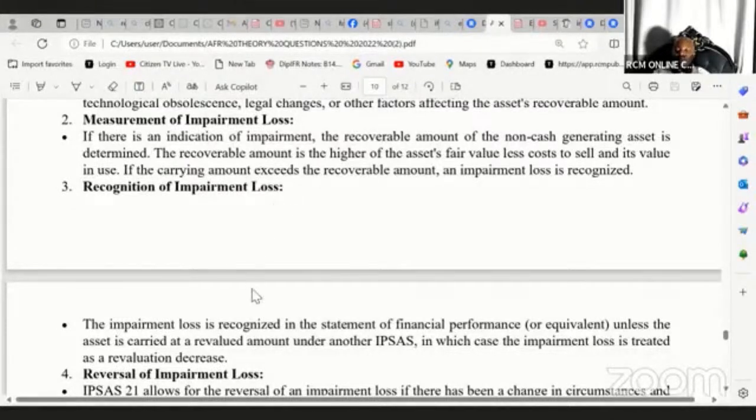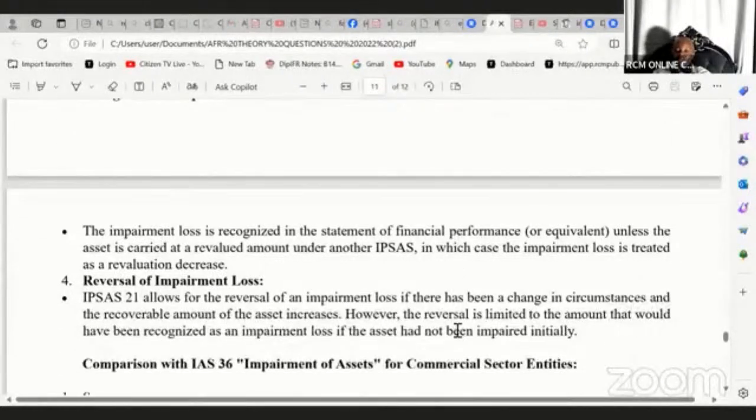The impairment loss is recognized in the statement of financial performance or equivalent, unless the asset is carried at a revalued amount under another IPSAS, in which case the impairment loss is treated as a revaluation decrease. The best thing is for you to remember that this impairment loss, ladies and gentlemen, will be recognized in the statement of financial performance. Remember, we don't talk about income statement. No, statement of surpluses or losses, all right? Or simply a statement of financial performance.